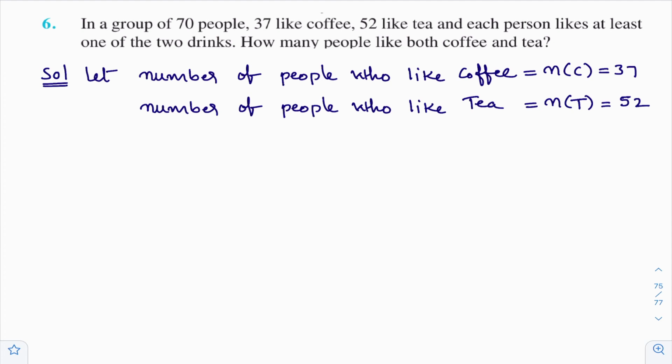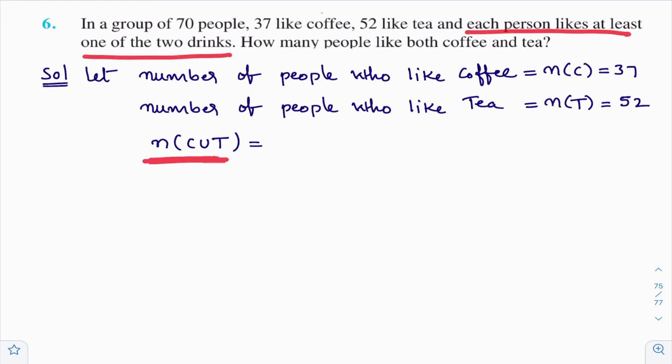And this is important: at least one of two drinks. Each person likes at least one of two drinks. That means they like coffee or they like tea or they like both. The important thing you need to understand is that they have given C union T. Each person likes at least one of two drinks means n of C union T.